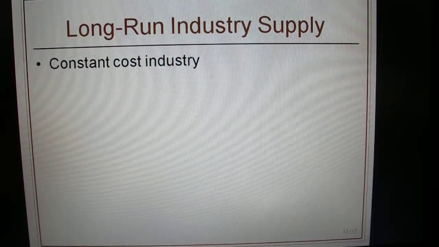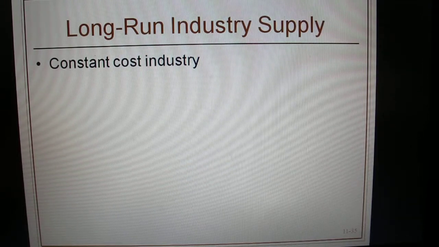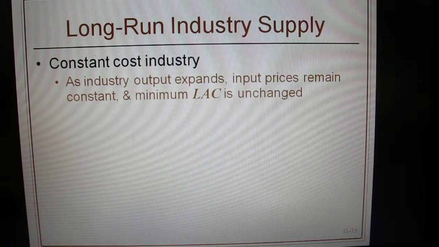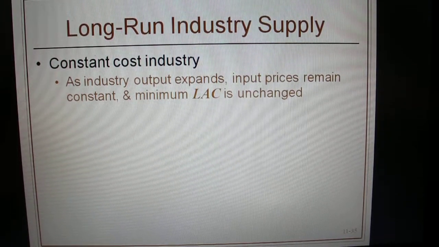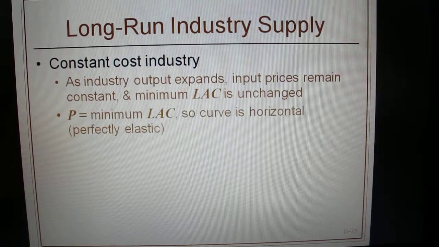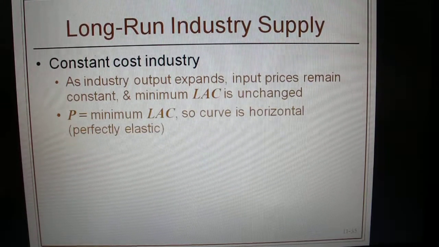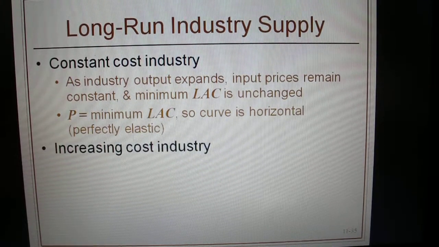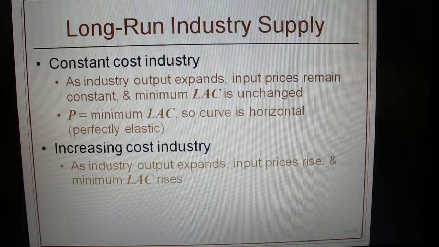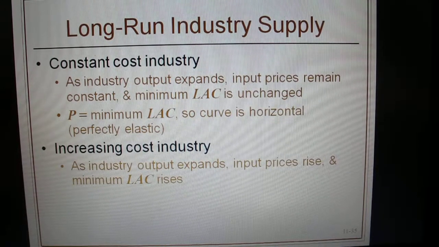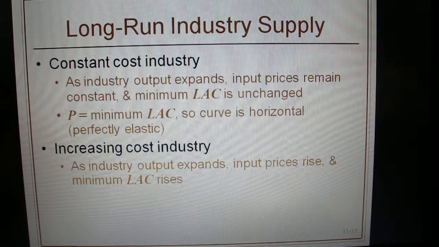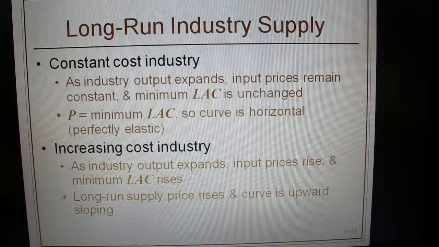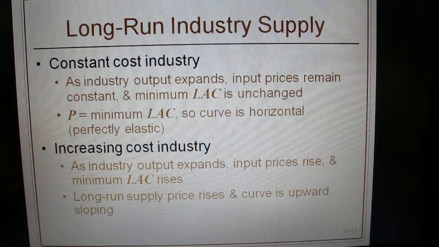For the long run industry supply curve, you could have a constant cost industry, and here, as the industry output expands, input prices remain constant, and the minimum long run average cost is unchanged. The price is going to be equal to the minimum long run average cost, so the curve is horizontal, or perfectly elastic. An increasing cost industry is a situation in which, as industry output expands, input prices rise, and the minimum long run average cost curve is going to rise. So here, long run supply prices rise and the curve is upward sloping.